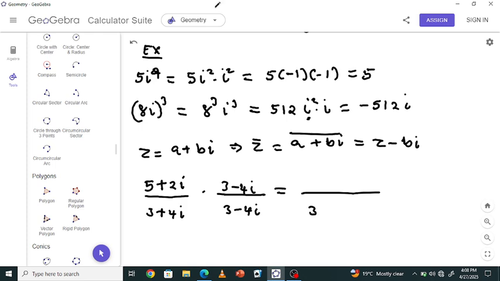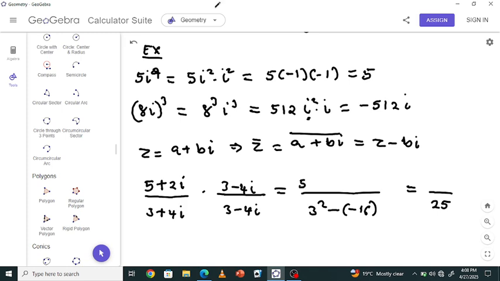When we handle that, the denominator is a difference of two squares, so we will have 3 squared minus 16, which means in the denominator we will have 25. 9 plus 16 gives us 25.